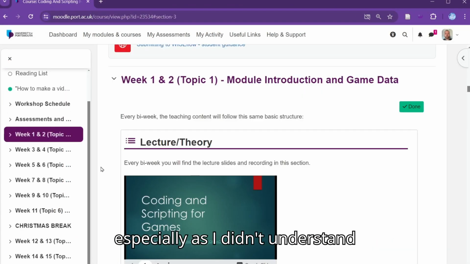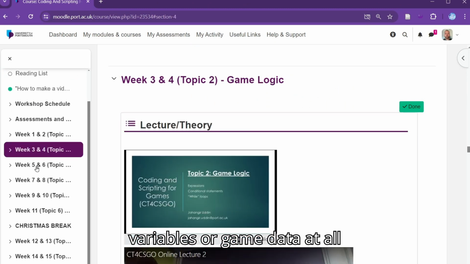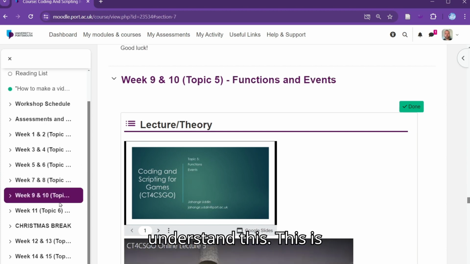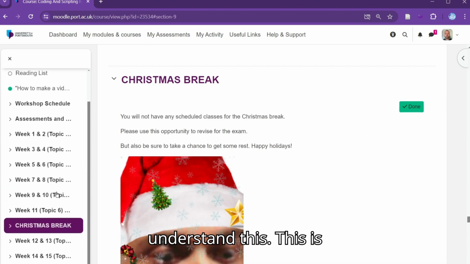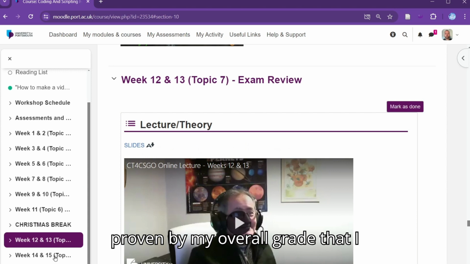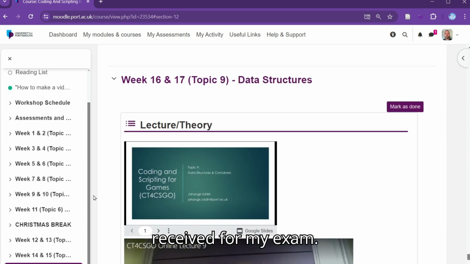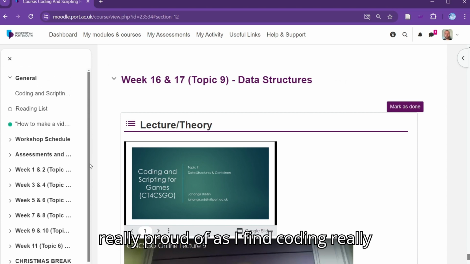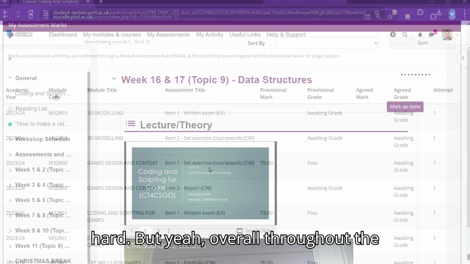I also attended as many of the online lectures as possible and found these really helpful, especially as I didn't understand variables or game data at all when I started, and I felt that I now understand this. This is proven by my overall grade that I received for my exam. I scored highly in my exam, which I was really proud of, as I find coding really hard.